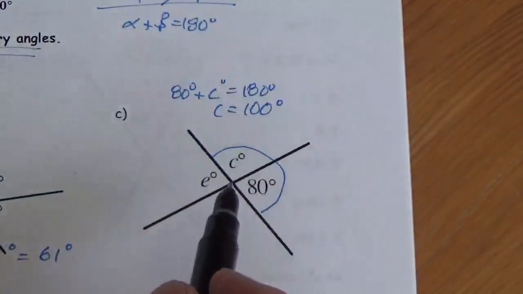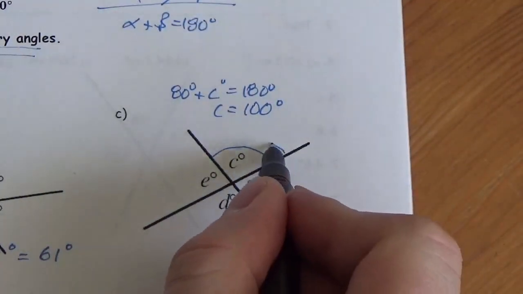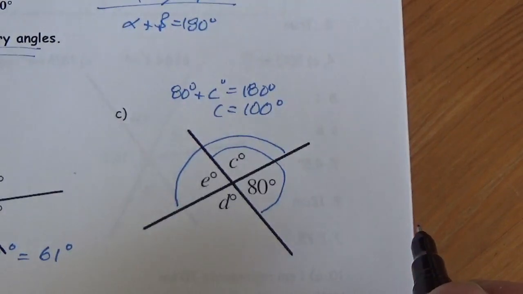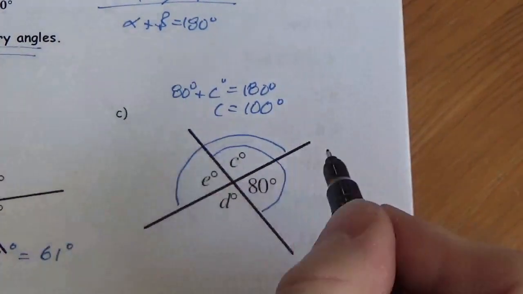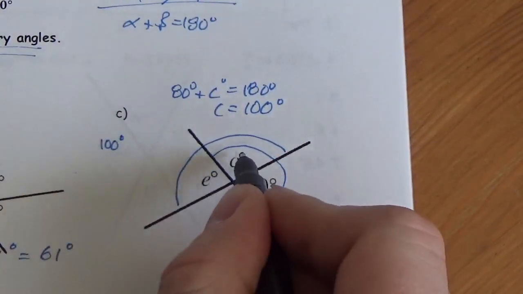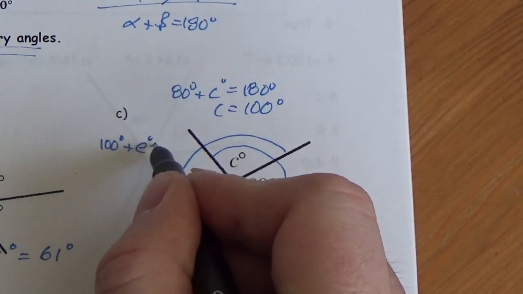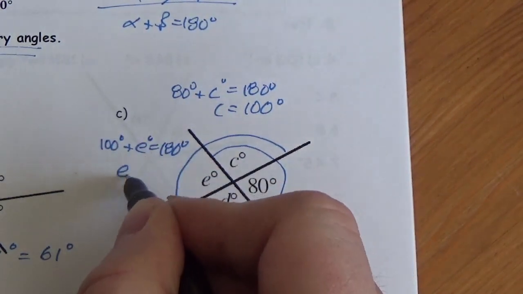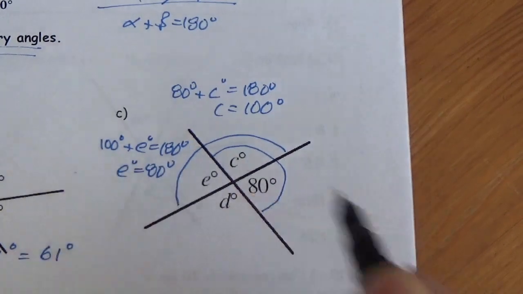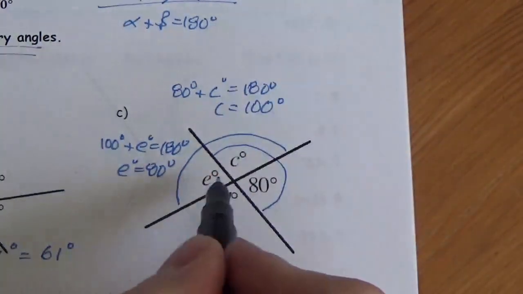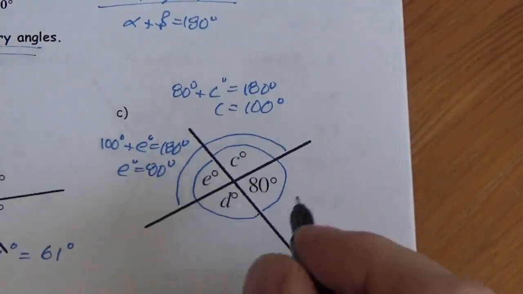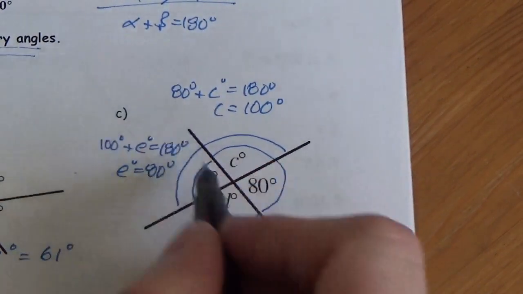Now, once I know that, I also know that these two have to add up to 180, which means 100 degrees, that's angle C, plus E must equal 180. Well, that means that E must be 80 degrees. And once I know that those two must equal 180, to give us this straight line.